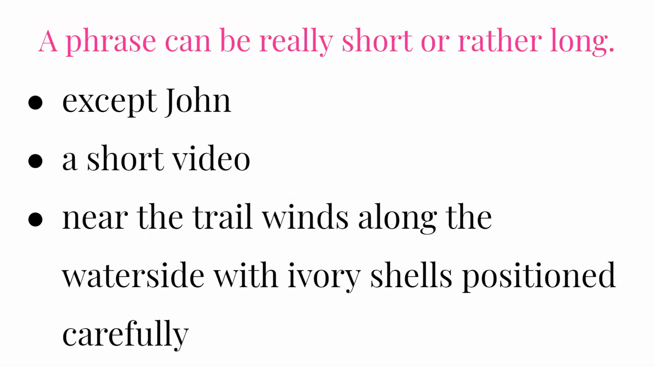A phrase can be really short or rather long. Examples are, except John, a short video, near the trail, winds along the waterside with ivory shells positioned carefully. It's important to remember that even if a phrase is really long, it doesn't make it a sentence. A sentence must have a subject and an action verb.